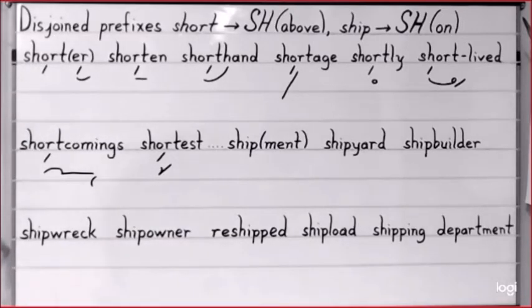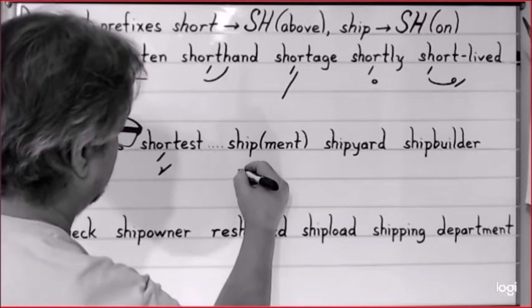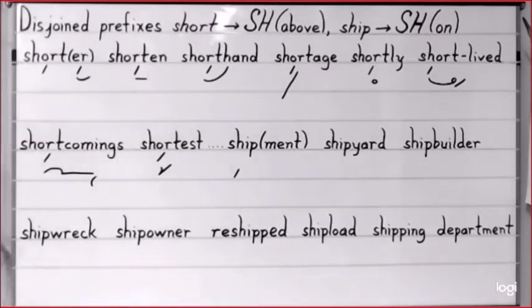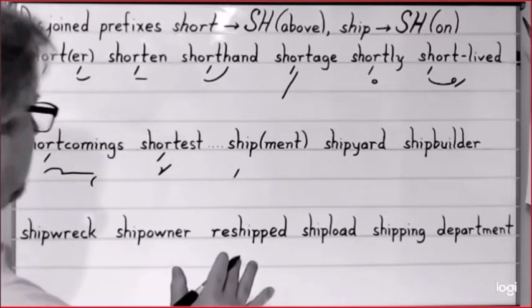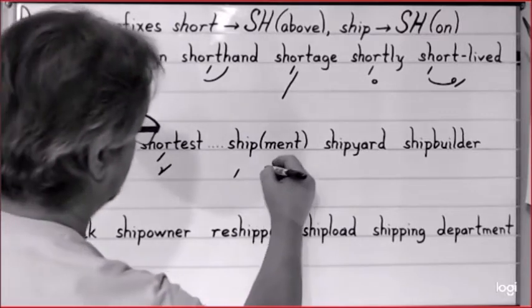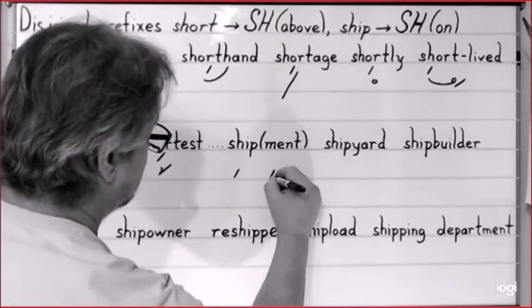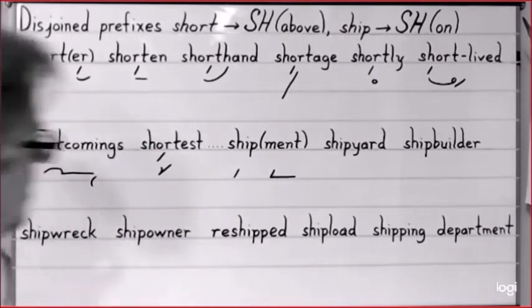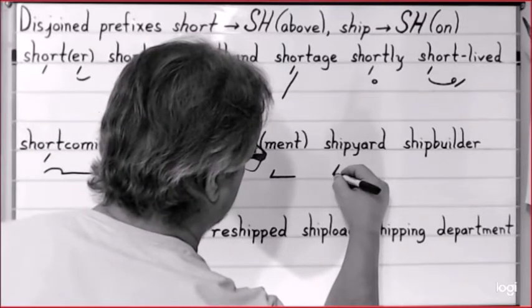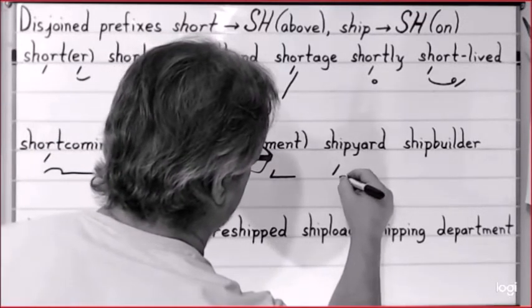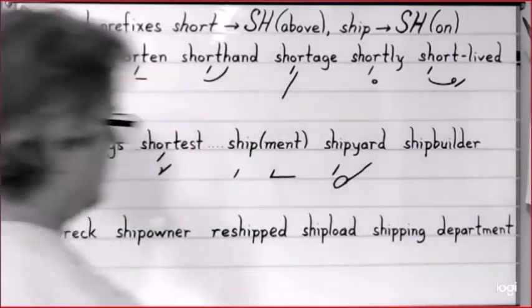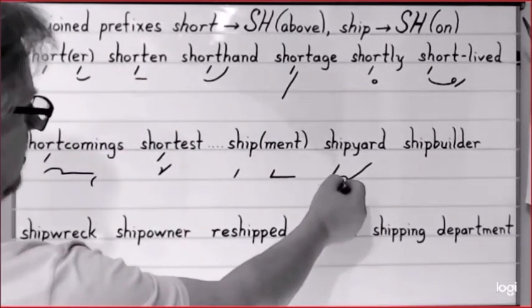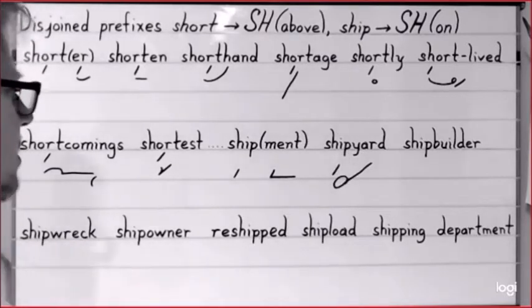On to the ship disjoint prefix. So for the word ship, it's just simply the SH. It's on the line. For shipment, and this is one of the only words where you're going to connect the MENT to it. So that is represented by an SH and then an M for the ment at the end. For shipyard, we'll write the ship here, and then reverse circle A, then a D. And the A is a little looped here to represent the Y as well.